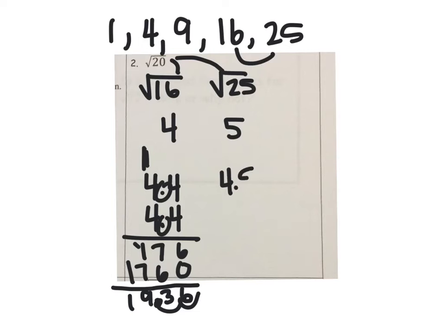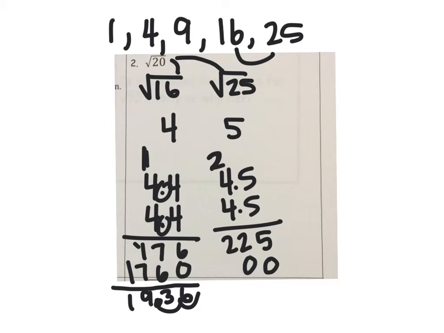But let's see if we can get closer with 4.5 times 4.5. 5 times 5 is 25. Carry the 2. 5 times 4 is 20, plus that 2 would be 22. Add a placeholder here. 4 times 5 is 20. Carry that 2. 4 times 4 is 16, plus that 2 would be 18. We add those up, and we get 5, 2, 8 and 2 is 10. Carry the 1. We get 20.25.